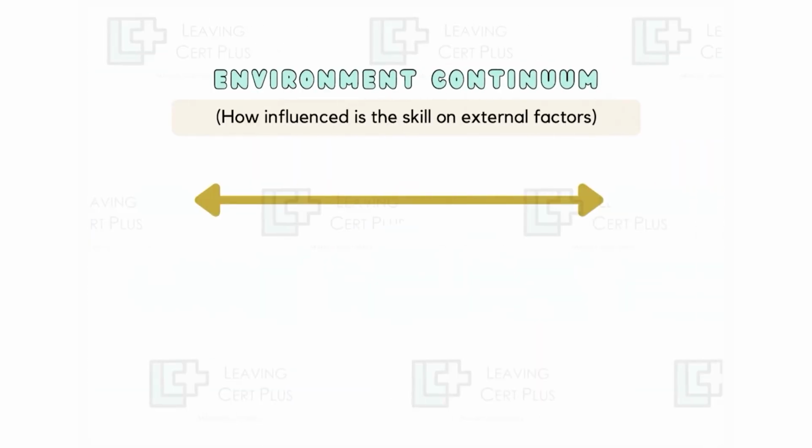The environment continuum, so how influenced is the skill on external factors? So how predictable or unpredictable is it? So unpredictable on one end, you have a very open skill, and then predictable on the other hand, you have a very closed skill. So a rebound in basketball is extremely unpredictable. It is very open and depends on the environment around you, defenders, how hard it's going to bounce, when do you have to jump. You have a lot of things to think about.